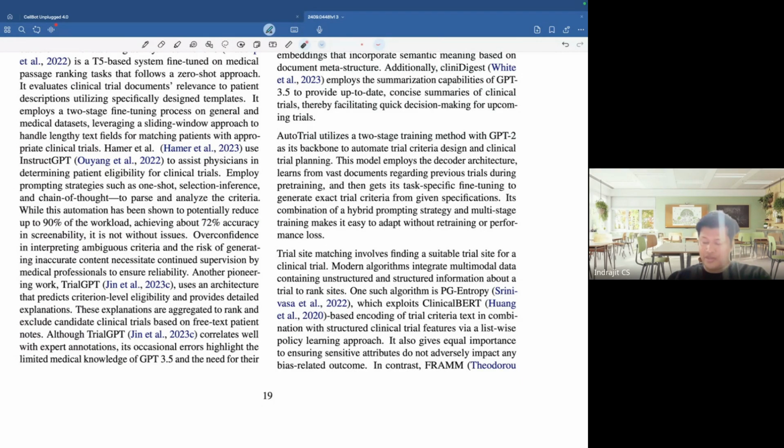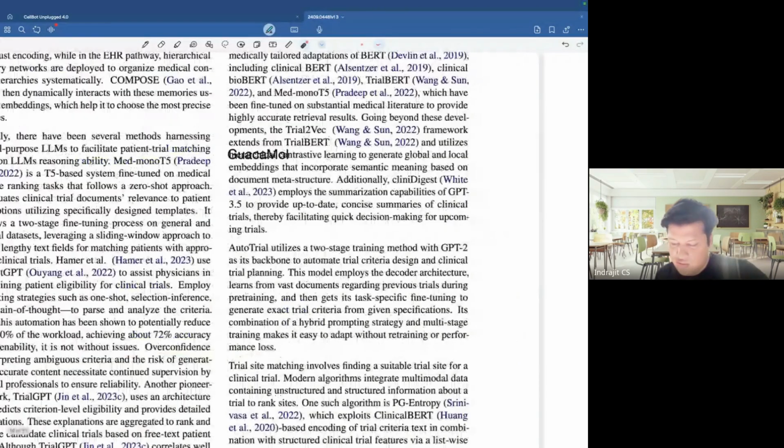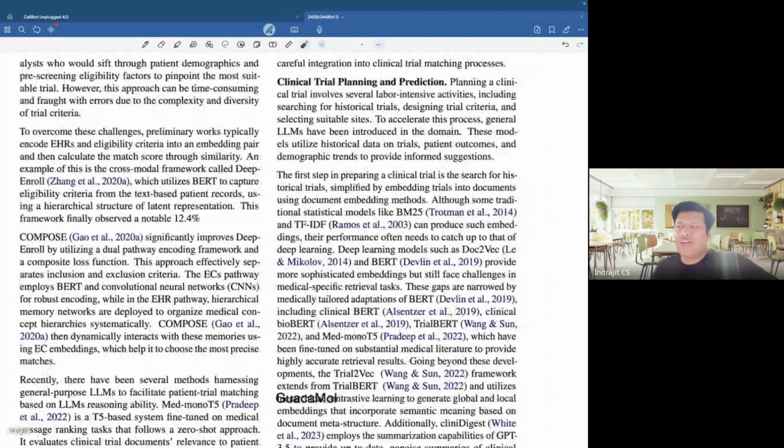And then there is another model, TrialGPT. TrialGPT uses an architecture that predicts criteria-level eligibility and provides detailed explanations. These explanations are aggregated to rank and exclude candidate clinical trials based on patient notes. Although TrialGPT correlates well with expert annotation, its occasional errors highlight its limited medical knowledge. So I think this area is still evolving in a lot of cases, but until then we can use general LLMs.